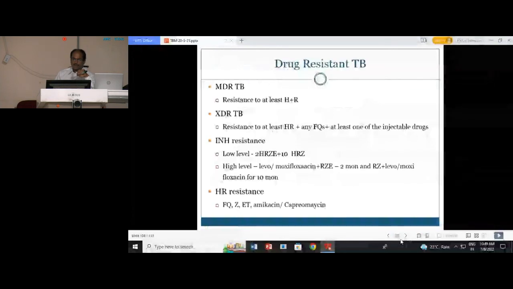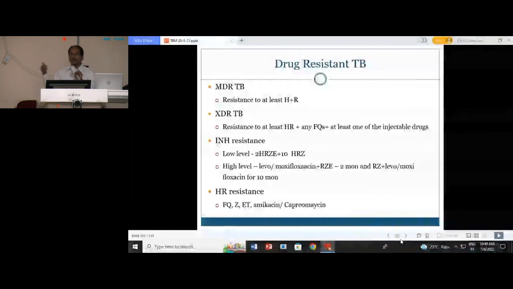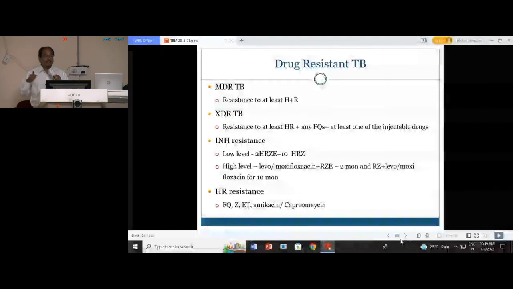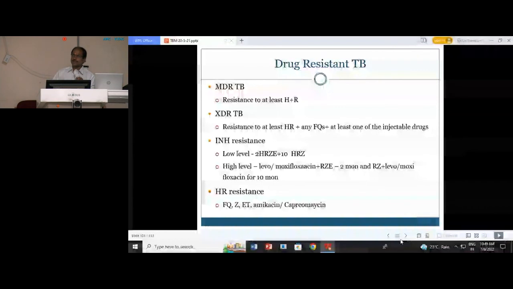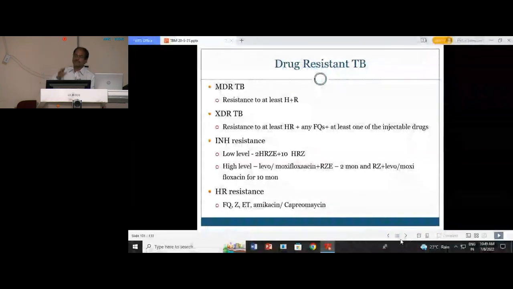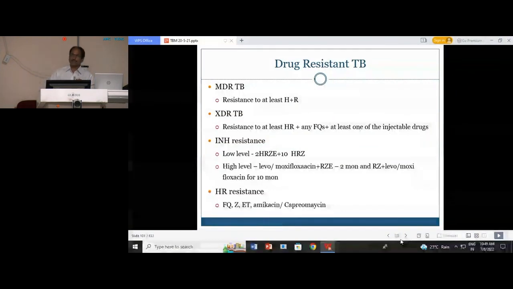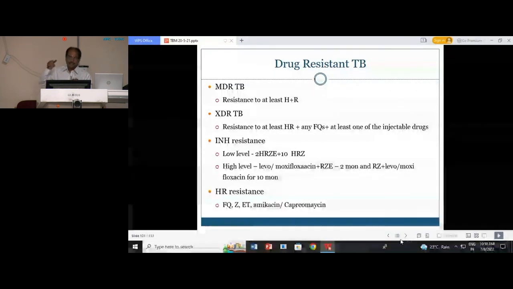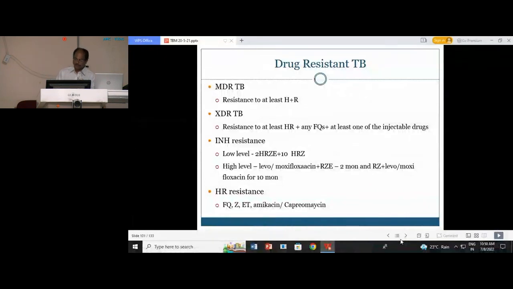Drug resistant tuberculosis is very, very important. Nowadays, we are seeing a lot of patients with drug resistant tuberculosis. The definition of MDR is resistance to at least INH and rifampicin. That is MDR tuberculosis. XDR means extensively drug resistant: resistance to at least INH, rifampicin, any fluoroquinolone, and at least one injectable drug. This is XDR. You have MDR, XDR, and rifampicin resistance. The various forms you see: only rifampicin resistance, INH resistance, multi-drug resistance, extensive drug resistance, and both INH and rifampicin resistance. The various resistance patterns you will find.